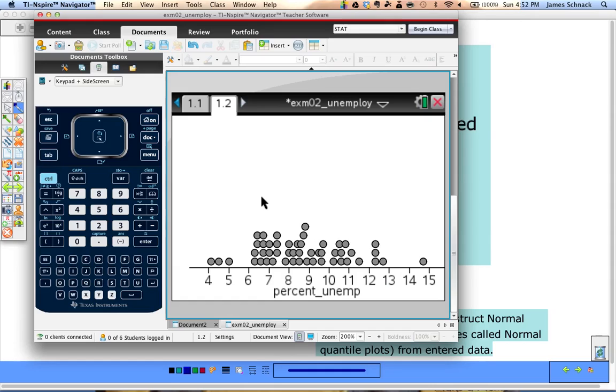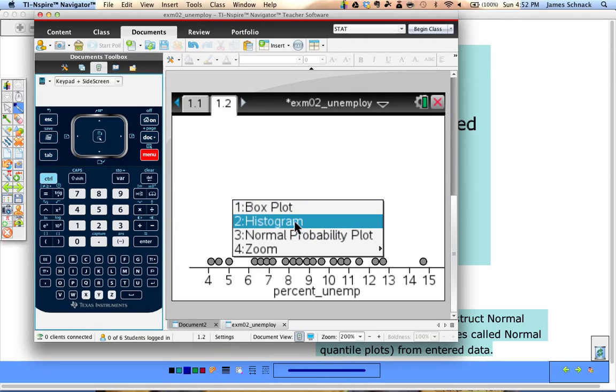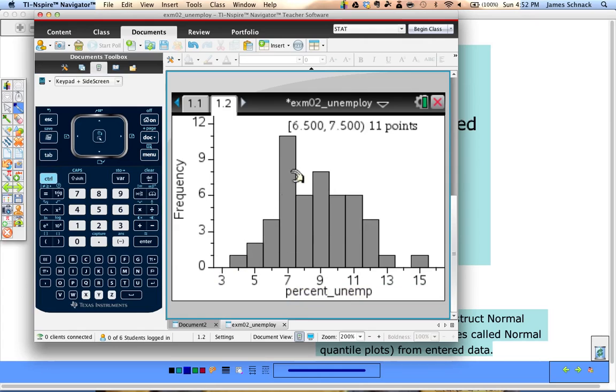I can get a better idea whether it's symmetric by looking at a histogram. Control, menu, while my cursor's in the middle here, and I'm going to go histogram. And there we go again. It sort of looks symmetric. It goes up and then back down. There's no huge differences. This bar looks a little out of place, but overall it looks pretty symmetric, pretty evenly distributed. So I'm thinking, yeah, this looks like it's going to be a normal distribution.